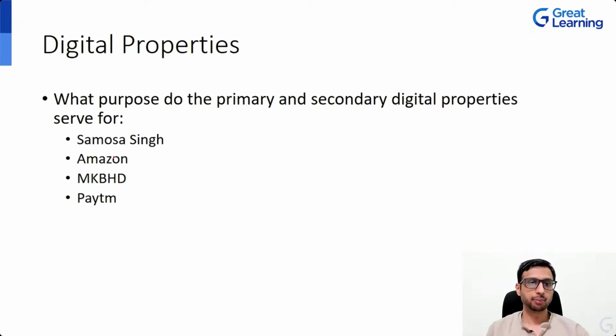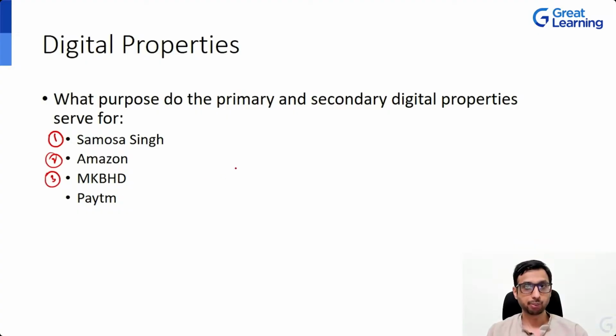Now, we have seen the primary and secondary digital properties of four brands. We have seen a small local brand which had a primary digital property through which they were soliciting orders, and they had a page on social media platforms which we have called the secondary digital property, for which they have been focusing on community. We've also seen on the other side a very huge brand like Amazon, which has primary digital properties being the core of its business, but also having secondary digital properties.